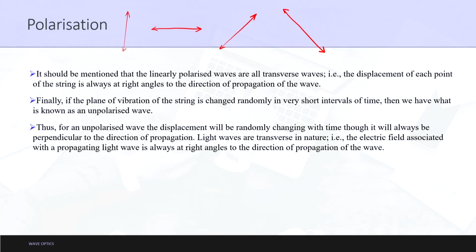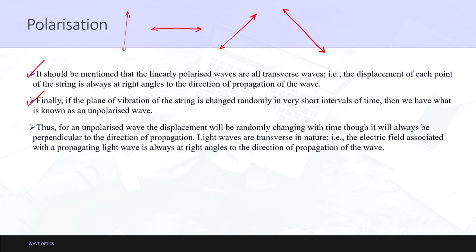That is, the displacement of each joint of the string is always at right angles to the direction of propagation of the wave. This is the same thing which I already explained to you. Finally, if the plane of vibration of the string is changed randomly in very short intervals of time, then we have what is known as an unpolarized wave. So now what it is trying to say is, we are changing the plane of vibration.